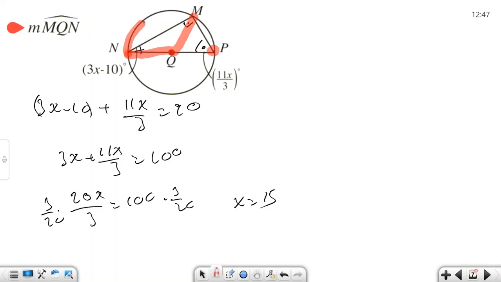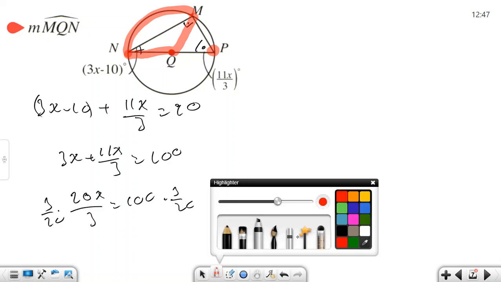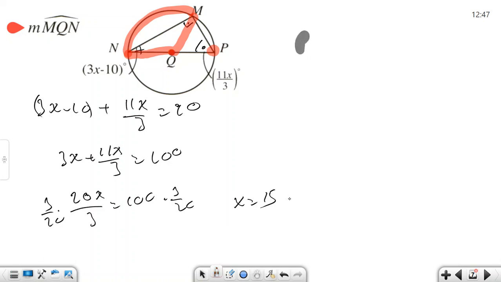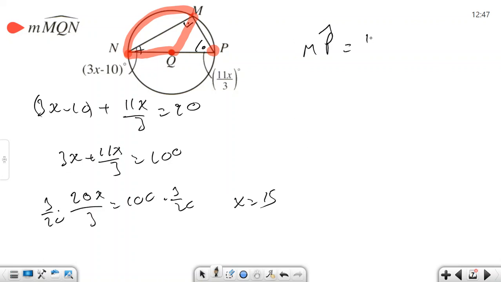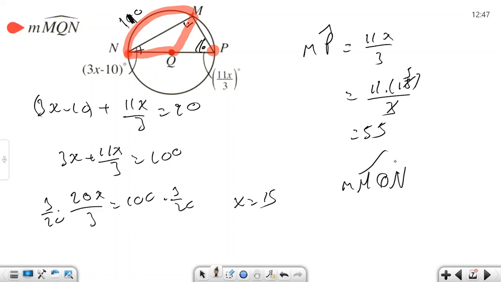If I find value of P, I can find value of this arc. So let's calculate the P. Measure of P, it's equal 11x over 3. That's equal 11 multiplied by 15 over 3. Let's simplify that one. 5 times 11, 55. If the angle is 55, this is 110. As we know, central angle is equal to arcs. It's 110. Sorry, not 100, 110. So measure of M, Q, N, it's equal 110.